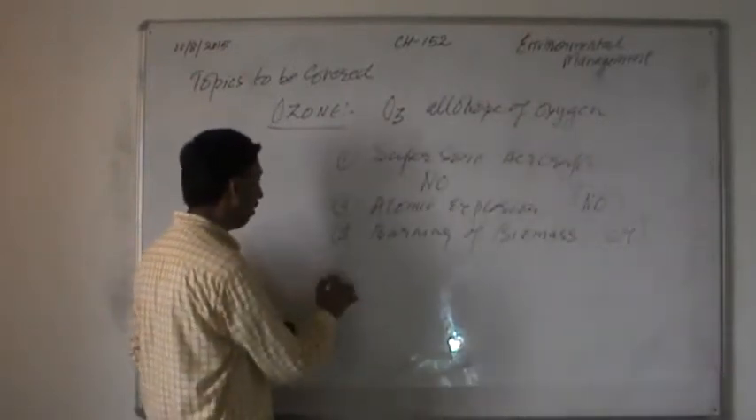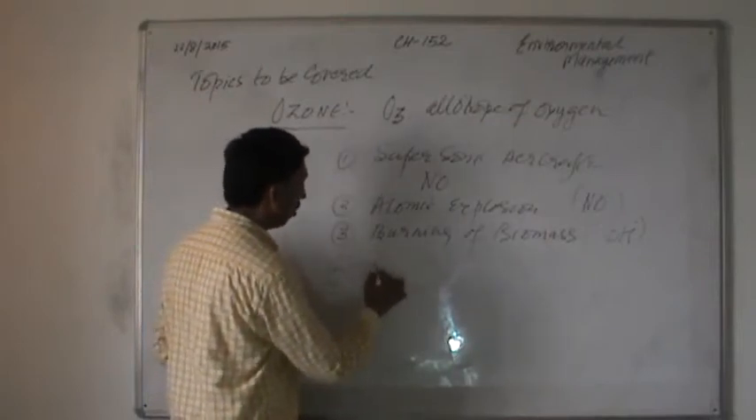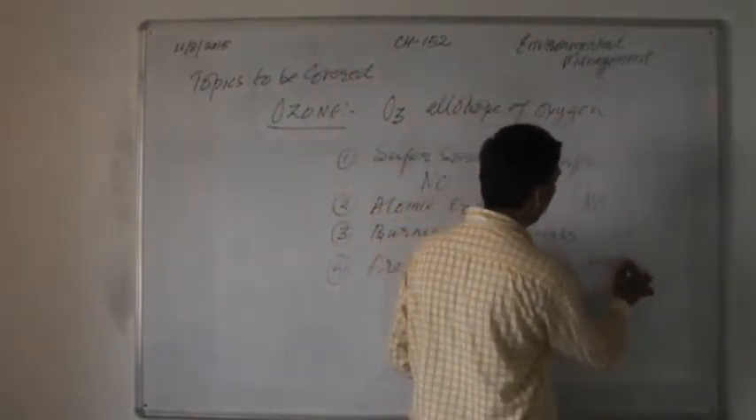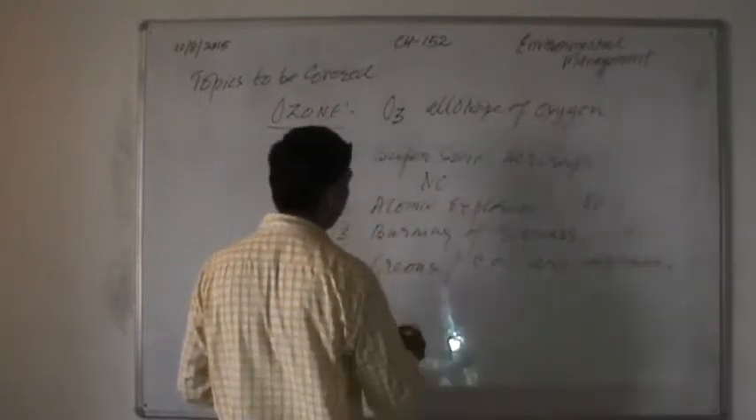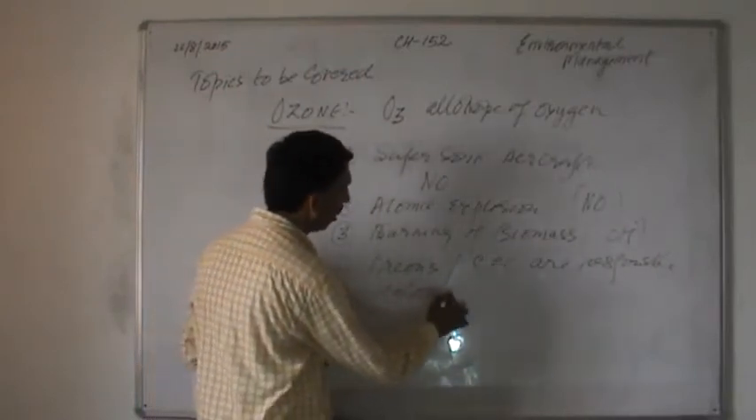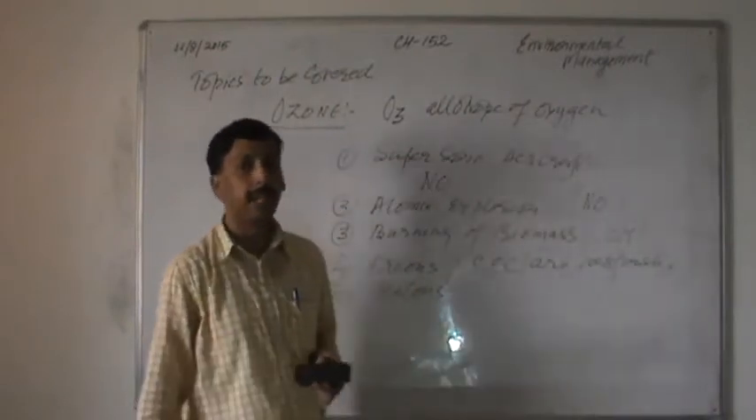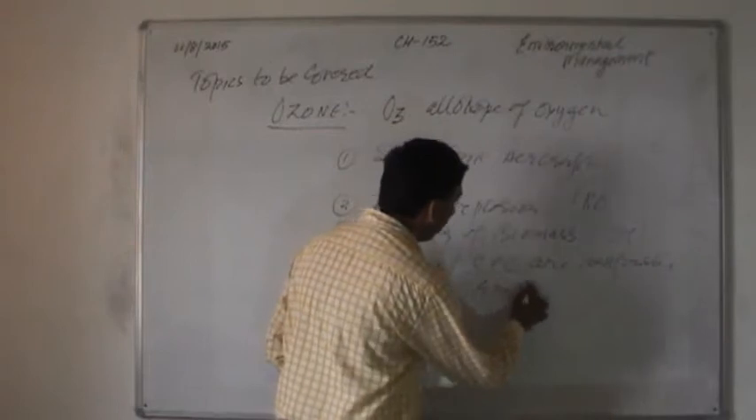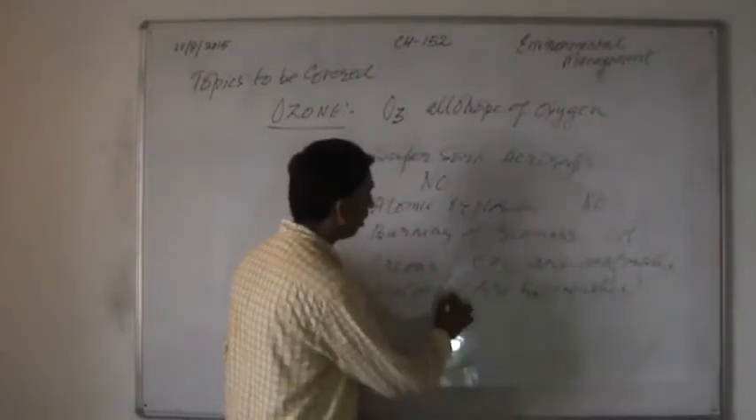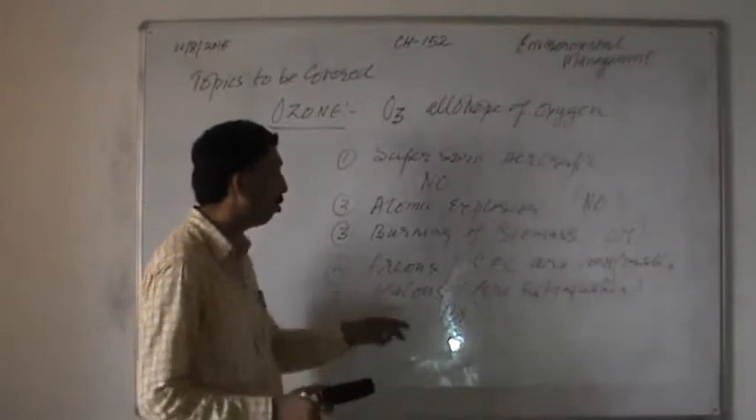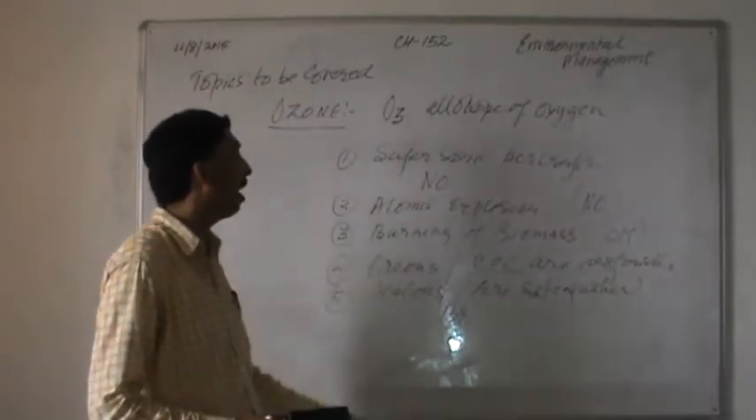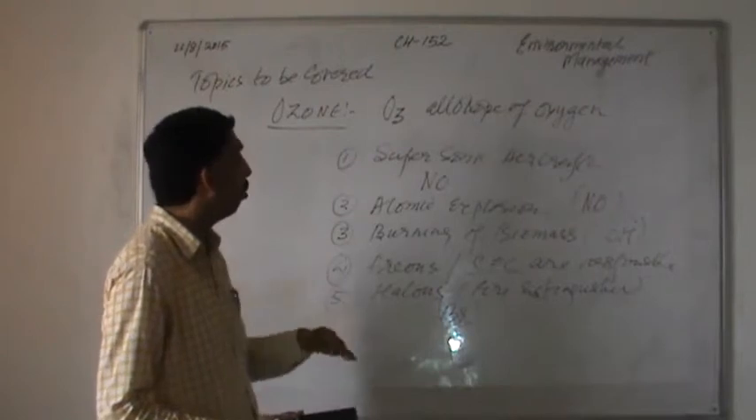Last but not the least, a very important one: freons, or chlorofluorocarbons, are responsible for damage of the ozone layer. Freons, which are known as chlorofluorocarbons, and sometimes halons, H-A-L-O-N-S, contain chlorine atoms. But the halons which are used as fire extinguishers contain bromine atoms, and they are responsible for damage of the ozone layer. The damage caused by a bromine atom is 10 times greater than that of a chlorine atom. Therefore, these are some of the factors responsible for the damage of the ozone layer.